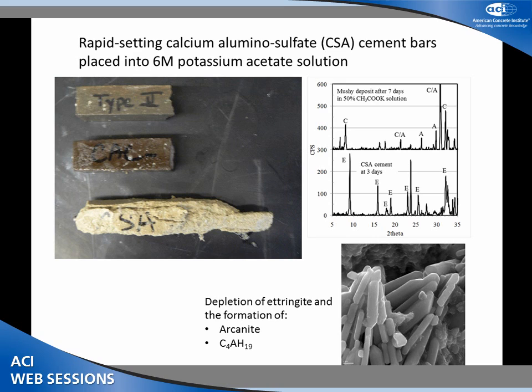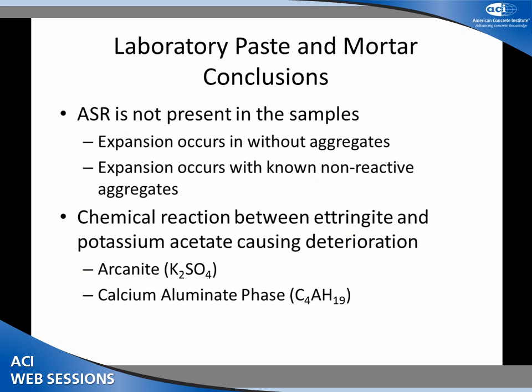So it's kind of worrisome because you have these airfield pavements, and if there's ever a problem, and you do a fix on the roadway or on the pavement, they'll probably use some sort of rapid set repair. And if they do, you could get even quicker deterioration on that fix they just did. So everything I went through so far was on laboratory paste and mortar. And what we noticed was, ASR is not present in these samples, and expansion occurs without aggregates, and expansion is also occurring with non-reactive aggregates. We are seeing this formation of potassium sulfate and calcium aluminate phase.